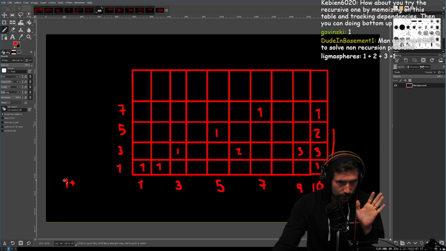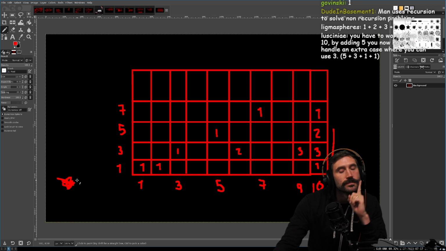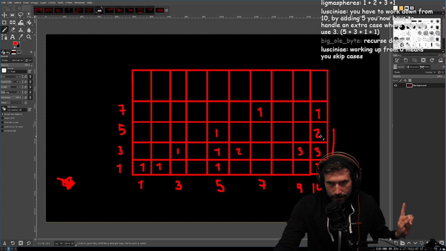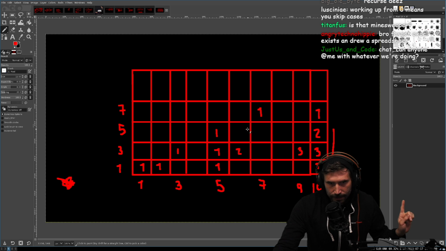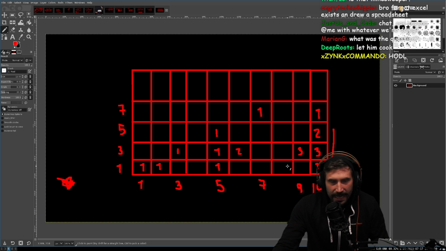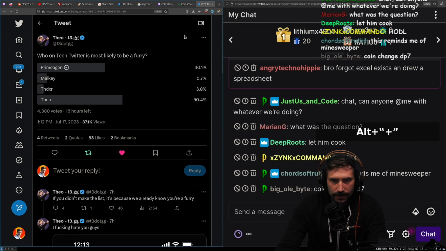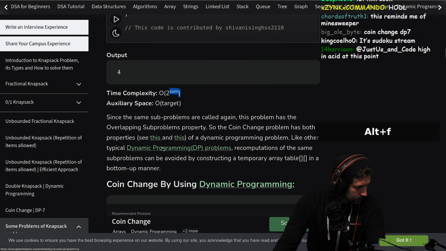Hold on. 5. See, that's 2, 5, 6. Can't be right. See, I'd put that as 10. So we can't do it that way. Damn it. I'm missing one thing. What is the thing we're missing? I don't want to miss things.